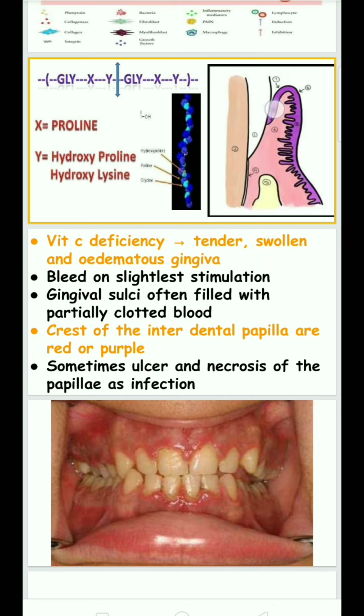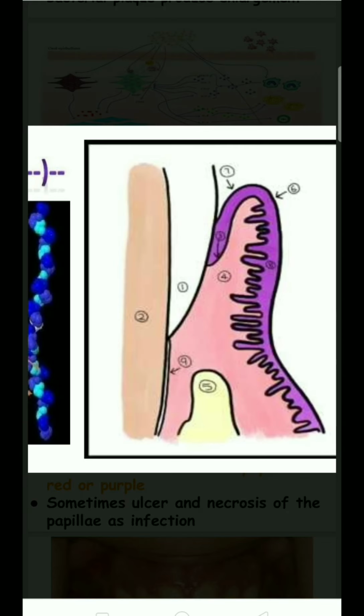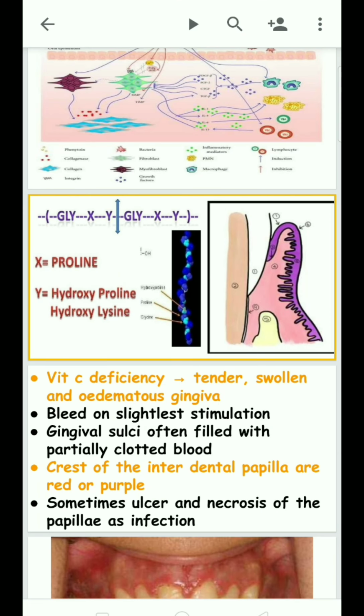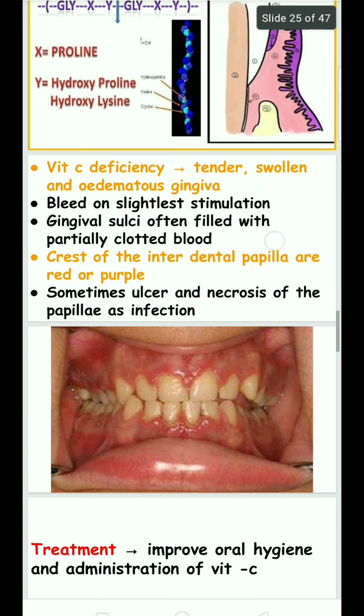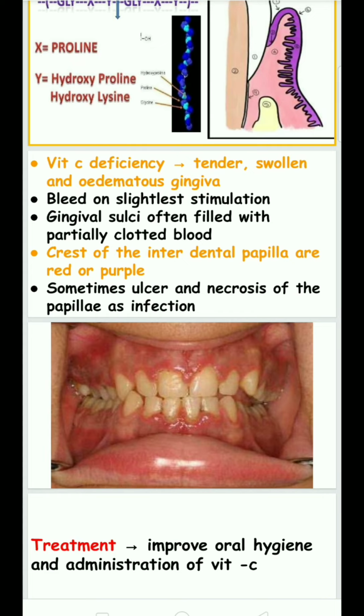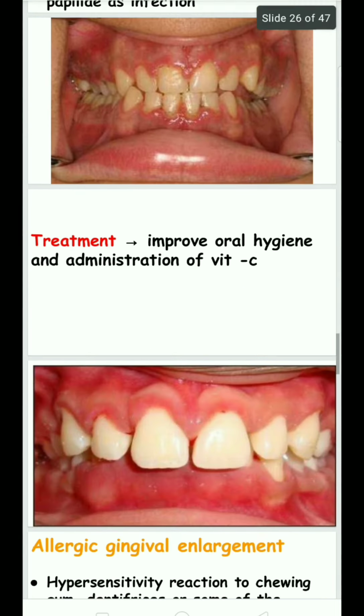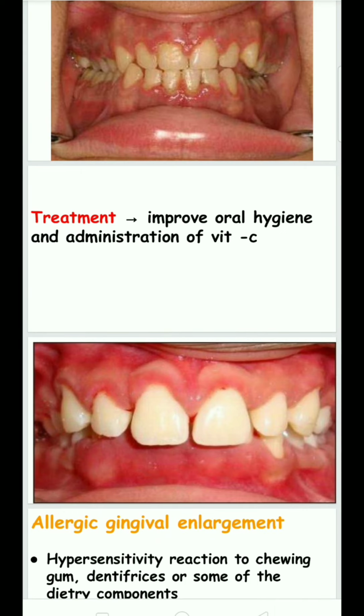The gingival sulci is often filled with blood. This is the gingival sulci. The sulci is often mostly filled with blood and is not properly clotted. The crust of the area looks very red or purple. Sometimes ulcers and necrosis are seen in this area. The treatment is to improve oral hygiene, and vitamin C supplement is the only treatment.